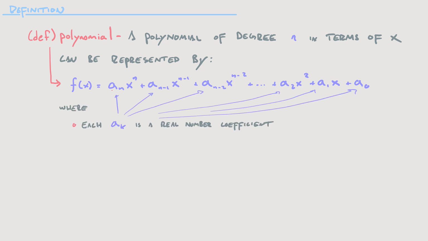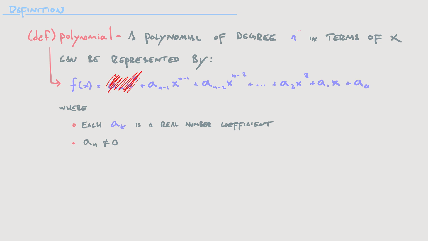Every single one of these a sub k's, right, a sub n minus 1, a sub n minus 2, a sub 2, a sub 1, even a sub 0, those are all real number coefficients. So there's no imaginary stuff going on here. A sub n also can't be 0, because if it's 0, then this term is gone, and then it's actually not of degree n. It'd be degree n minus 1. So we have to stipulate that the leading coefficient can't be 0.